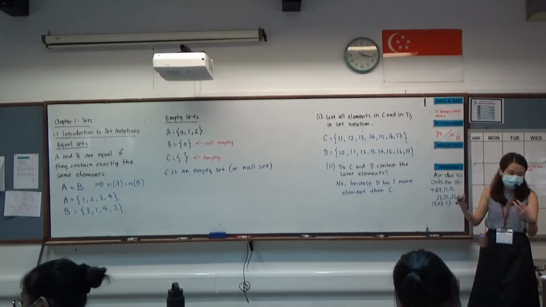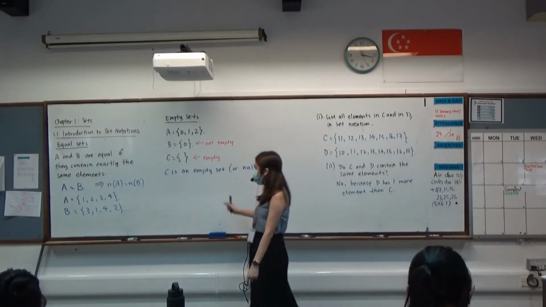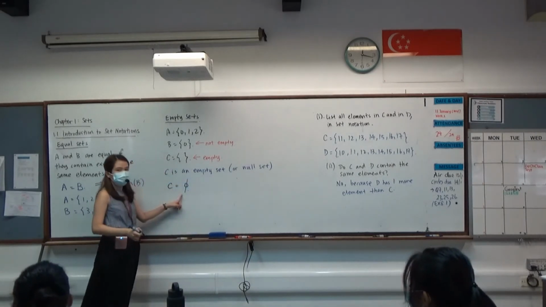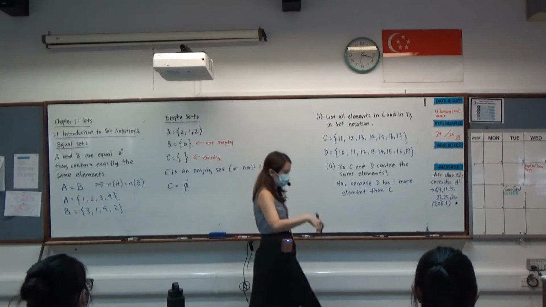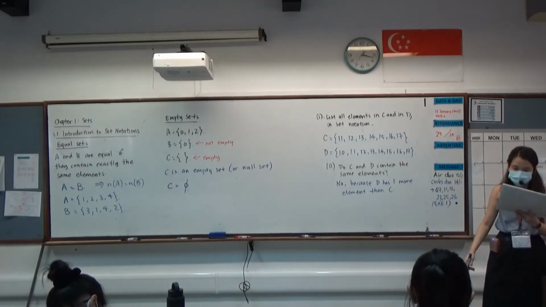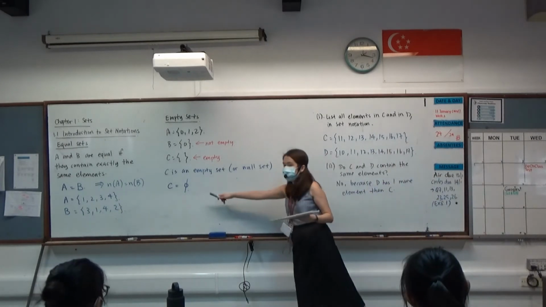The empty set, sometimes we also call it a null set. The notation, other than writing it in this manner, we can write it in this manner: a zero with a slash across it. It's called a phi symbol.